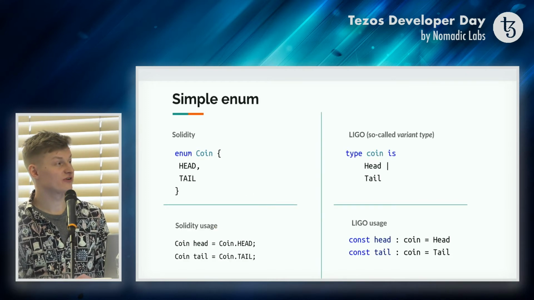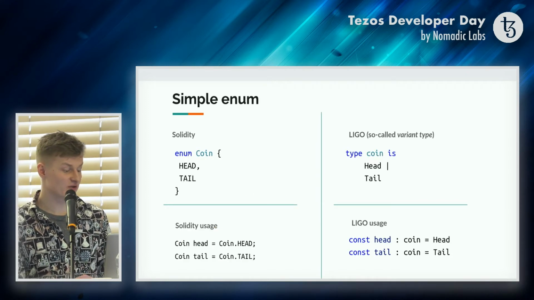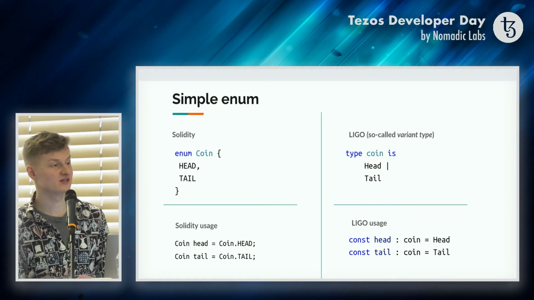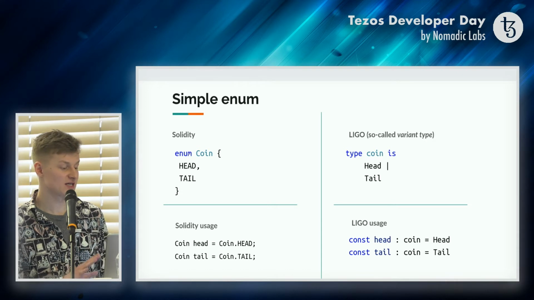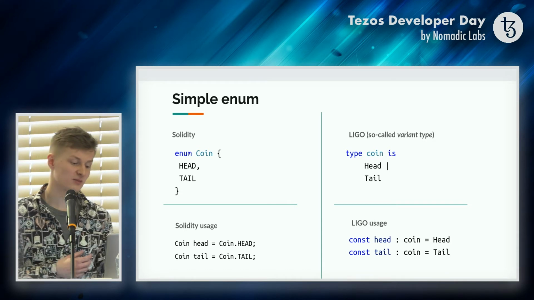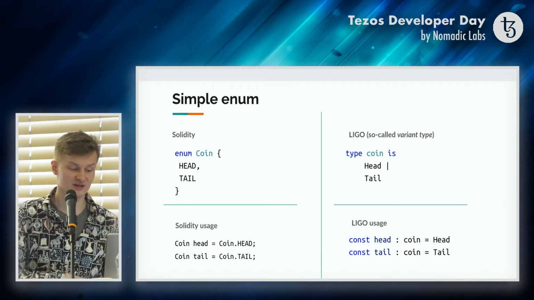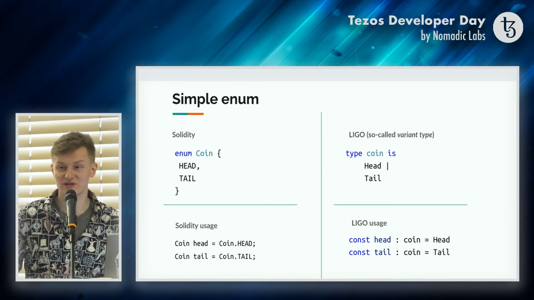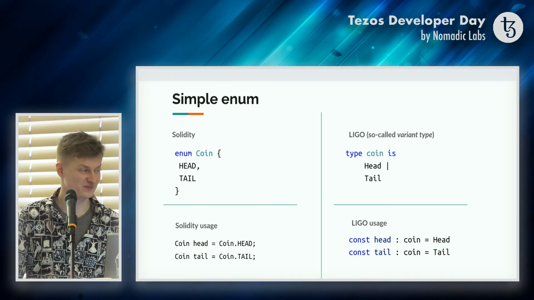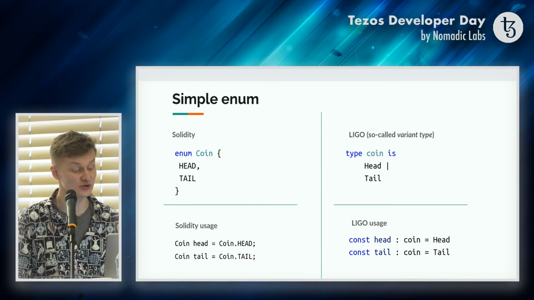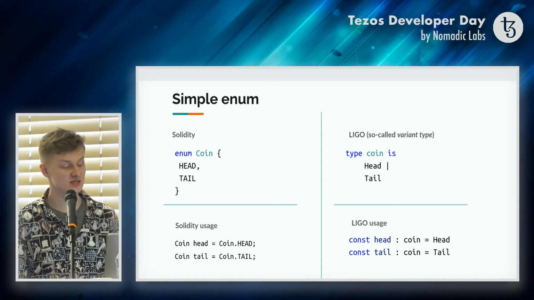Right, the next great feature of LIGO that I like, but Solidity doesn't have it in the same way, is enumeration, called enum. In LIGO it's called a variant type, and Christian and Remy talked about it, but I will repeat this as well so you can compare it to Solidity. So it's the simplest case.